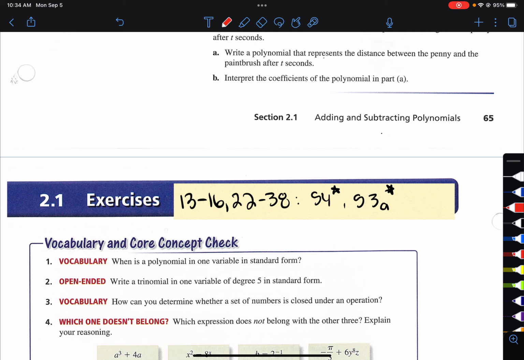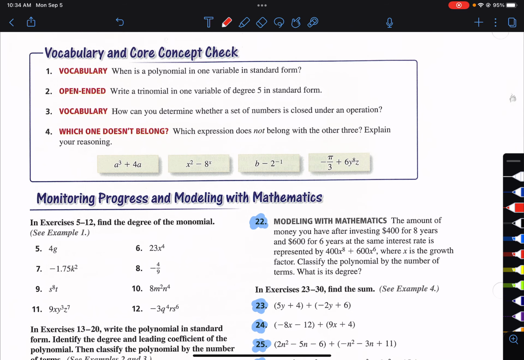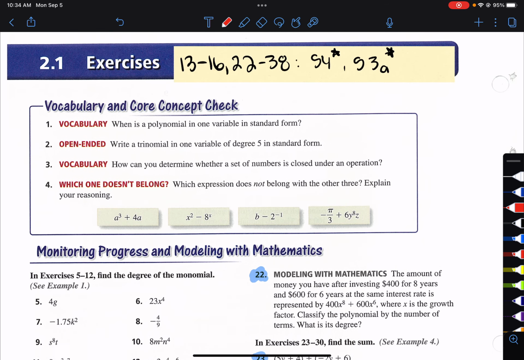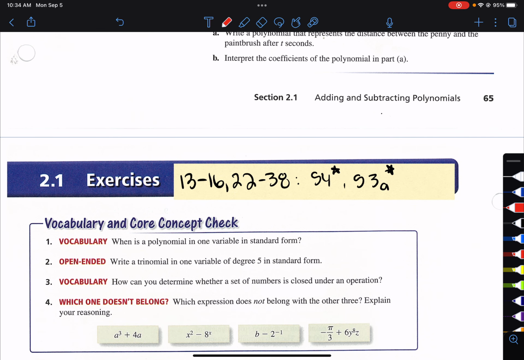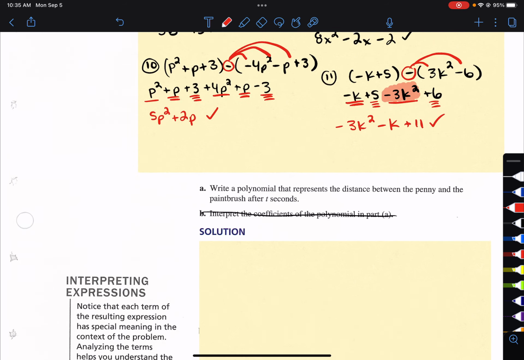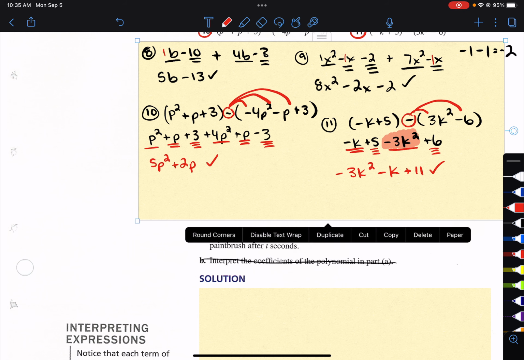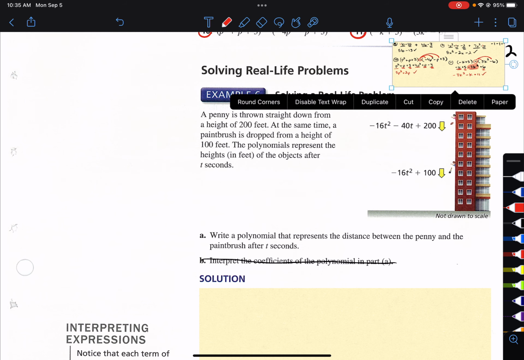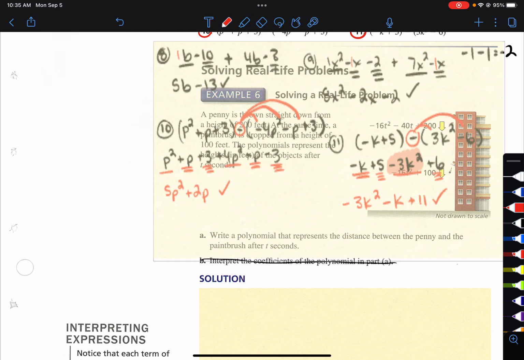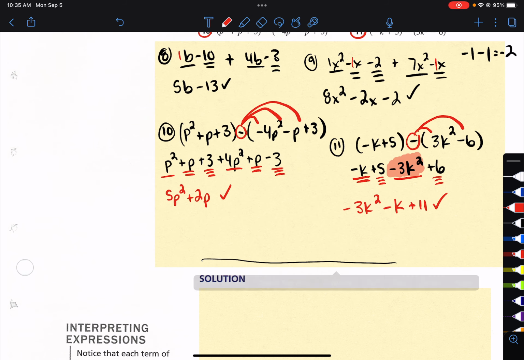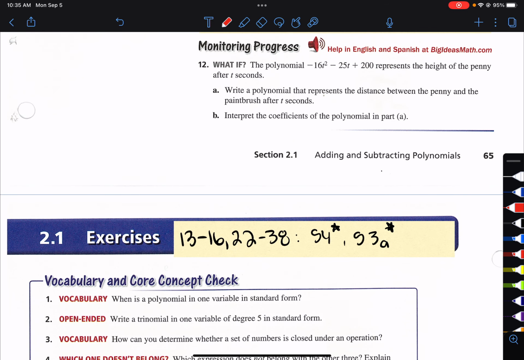So the exercises for 2.1. I want you to do numbers 13 through 16, numbers 22 through 38, numbers 54 and 53. Those are the ones that are a little bit more challenging, but I want you to try those, okay? Those are story problems. If you need help with the story problem, there's a story problem up here. Example number 6 is a story problem. It's a great problem. Use that example to help you with numbers 54 and 53.